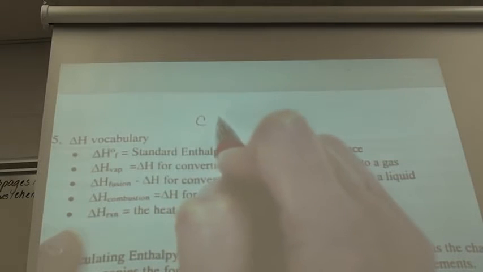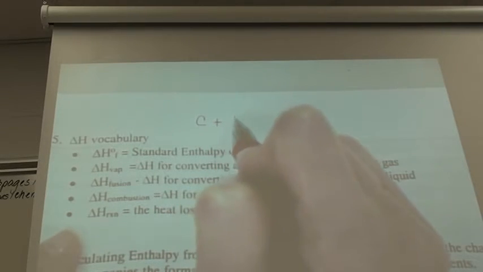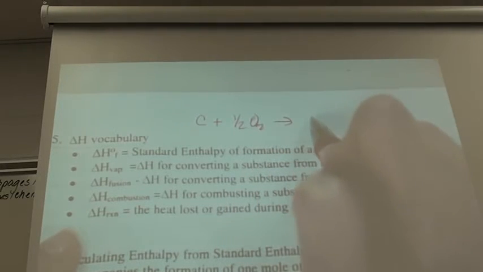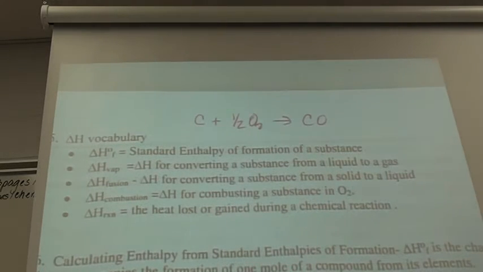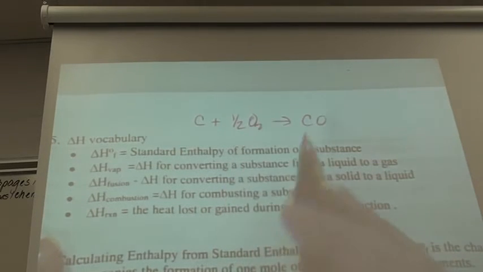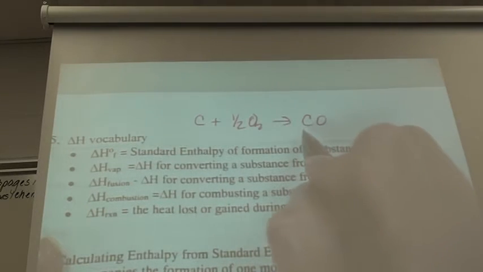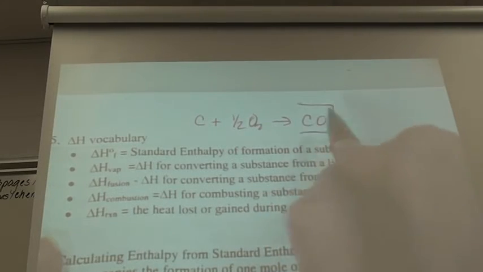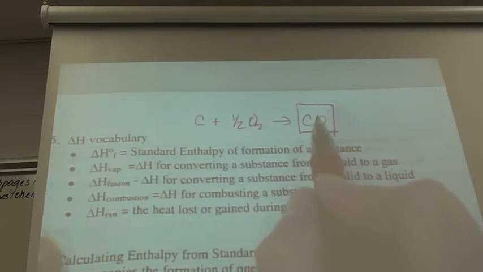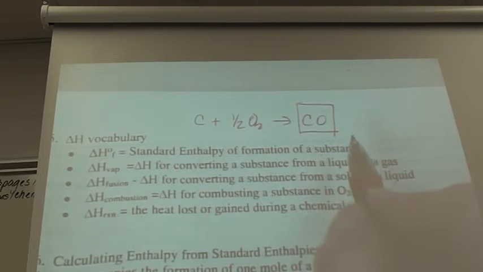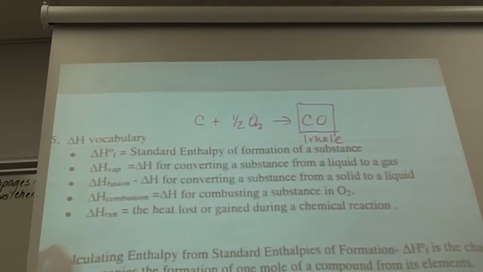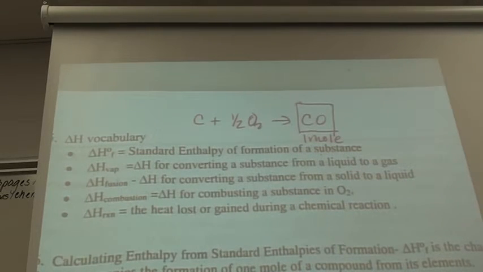If you took some carbon and reacted it with half a mole of oxygen, it would form carbon monoxide. Wait a minute, you say, half a mole of oxygen? Are you crazy? It has to be a whole number. Okay, we're looking at the formation of carbon monoxide. The enthalpy of formation is always for 1 mole of the substance we're talking about. We're talking about 1 mole of carbon monoxide.